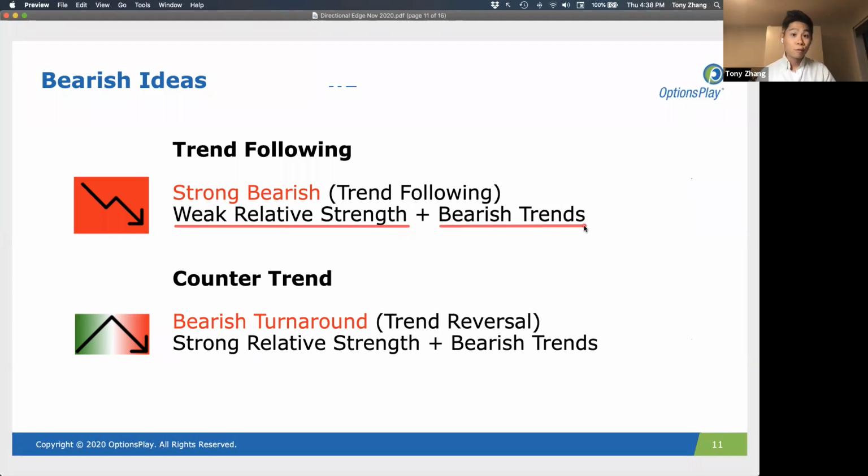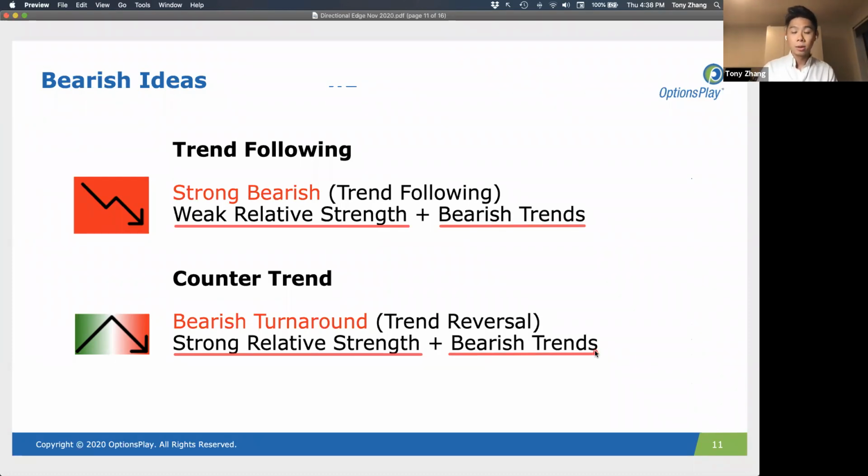So this is trend following. This is simply looking for stocks that are weak, that are moving lower, that you think will continue moving lower, or you can be a little bit more opportunistic. You're looking for stocks that have strong relative strength, meaning they've outperformed the broader market, but maybe they've gone a little too far too fast and they're starting to pull back and buck that bullish trend. They're starting to turn lower. These are counter trend trades. These are more contrarian trades for those of you that like to be a little bit more contrarian.